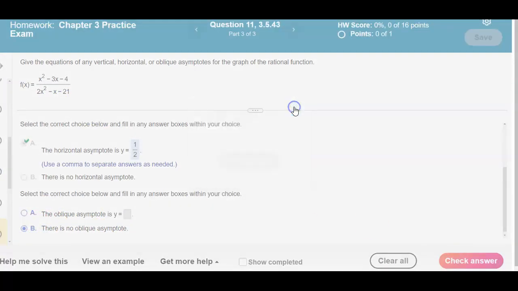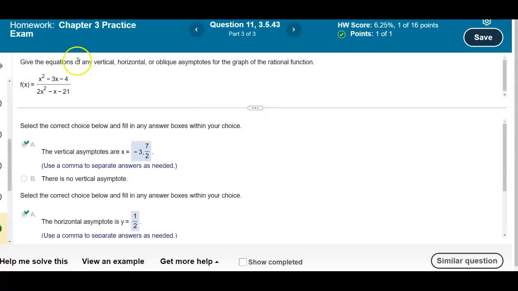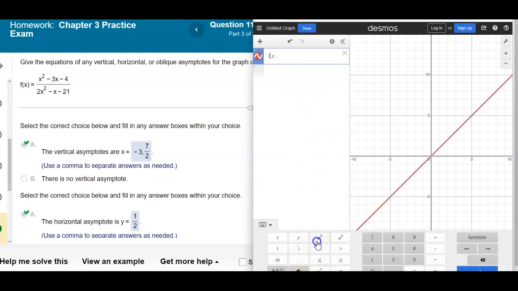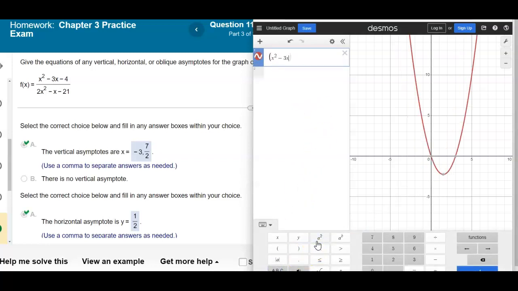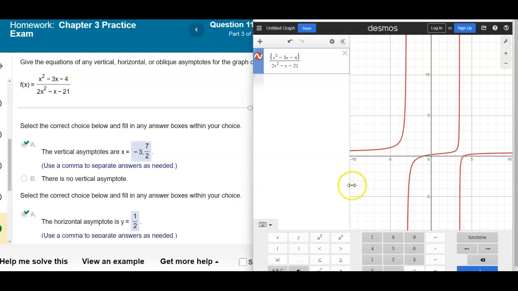Okay, now that we've answered this question, let's just verify this on the graph so that it makes sense as far as what we just solved. So I'm opening up Desmos and I'm going to put this rational function in. So I have parentheses, I have x squared minus 3x minus 4, and then I'm going to divide that by 2x squared minus x minus 21. Okay, so I want you to notice here that this is what our graph looks like.